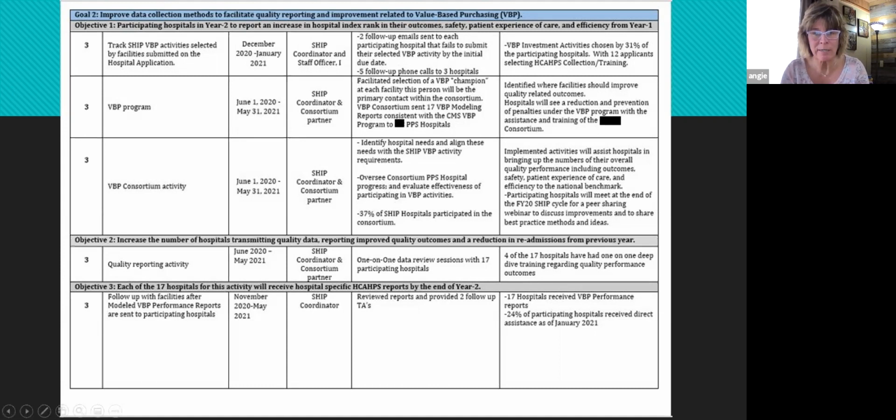Looking at our readmission data, 4 of the 17 hospitals have had one-on-one deep dive training regarding quality performance outcomes, regarding, I'm assuming, readmissions, but it doesn't tell me that their readmission rate was 12%, national standard is 8%, and this is where they're at. It didn't give me any data to say we made a difference or we didn't make a difference. Some of that pre-data versus post-data. Anybody else see anything that jumps out at them?